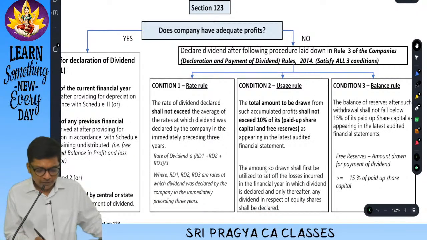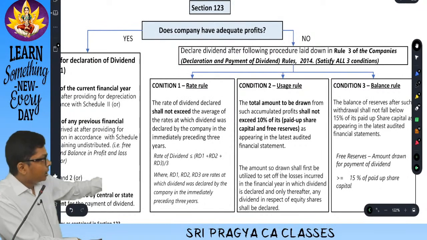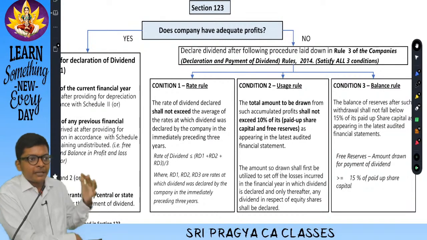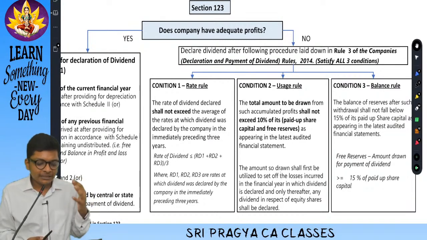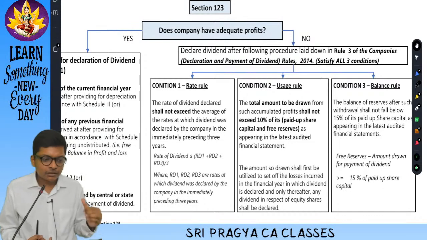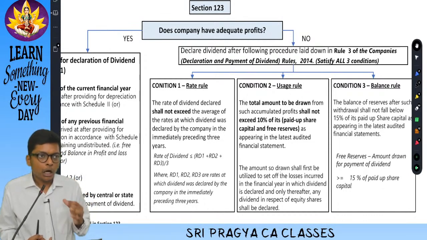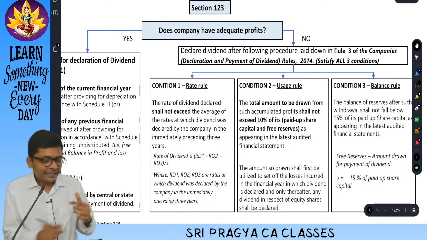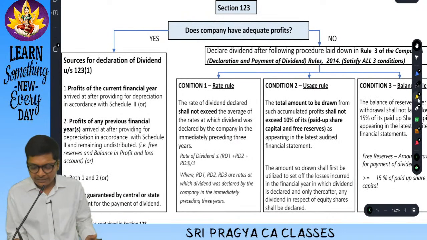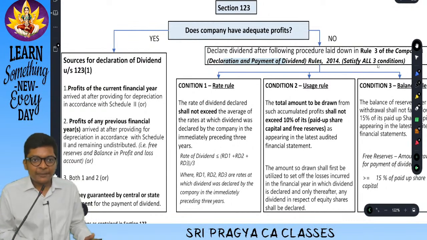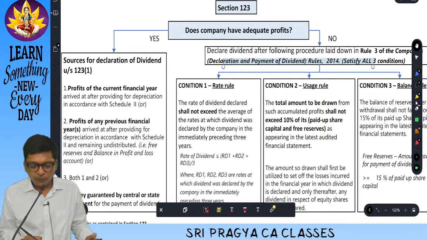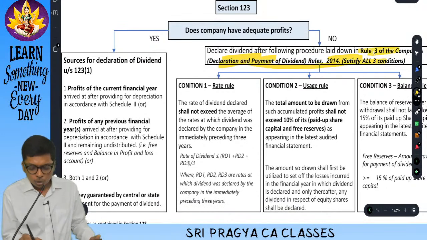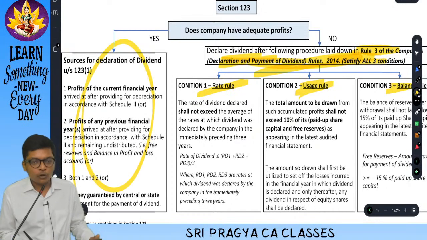Amount so withdrawn shall be first used to set off the losses, and balance rule, minimum 15% of balance should be that. Which section is this, guys? How many rules in this? This is given in Rule 3. Rule 3 of the Companies Act, Declaration and payment of dividend rules. Are you following, guys? I have just highlighted that. This is the rate rule, usage and balance. These are our conditions. Following, guys?